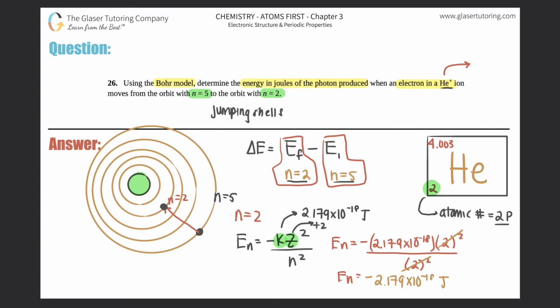So that's the answer to the first energy. Now we have to find out the initial one. The only thing that's going to change is instead of 2 on the bottom, we put n equals 5. So I'll put it over here.